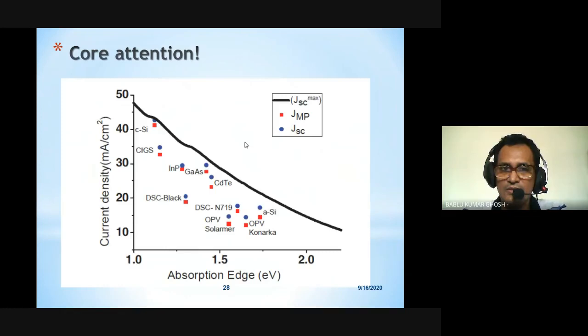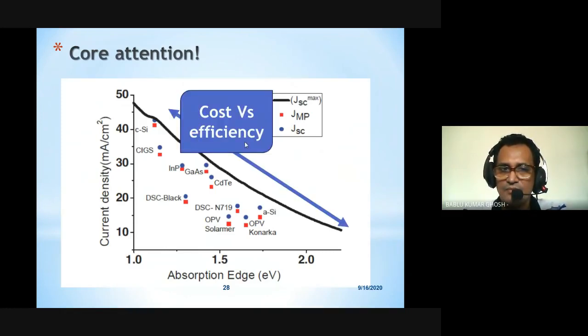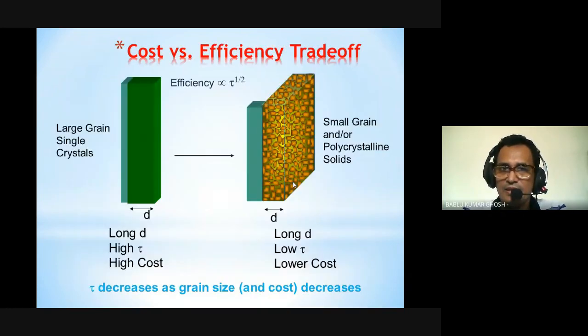So the core attention is how it produces electricity in terms of current density. You can see here the materials with good crystalline quality and good carrier generation properties ultimately possess the top level. It has the highest current density. Then the poor quality materials we discussed, with higher band gap, have low current density that ultimately produces low energy densities. In that sequence, we can see the cost and efficiency trade-off here.